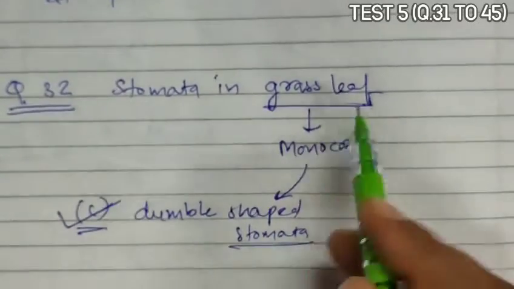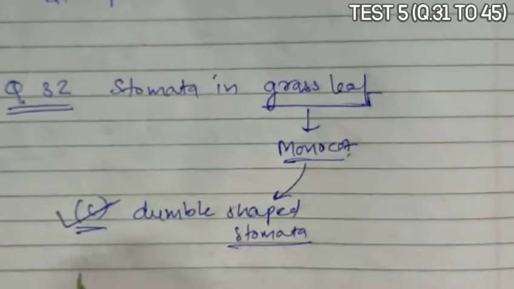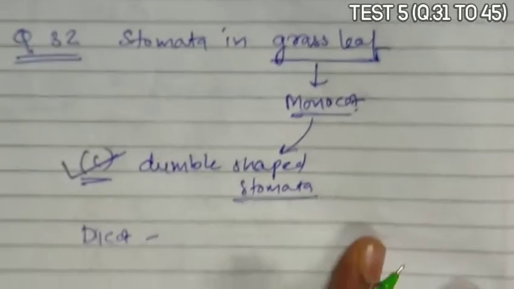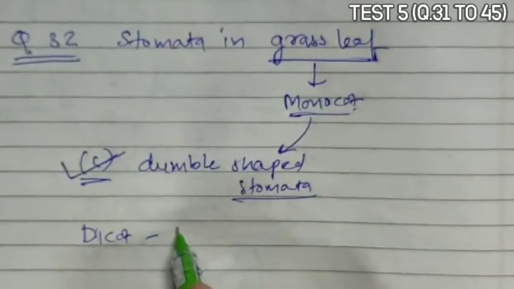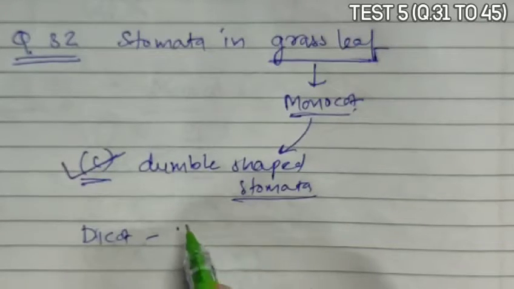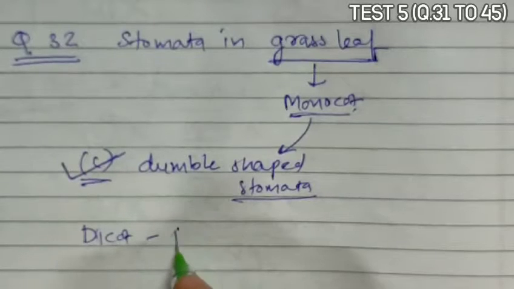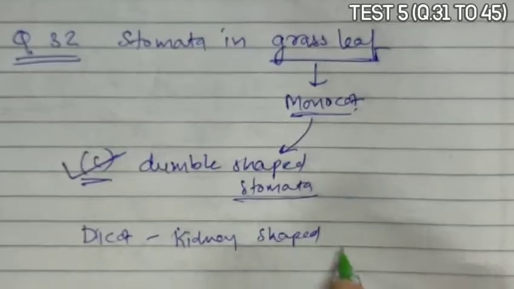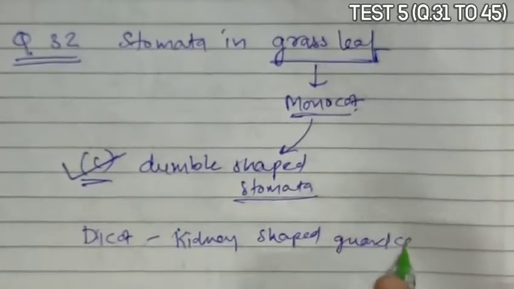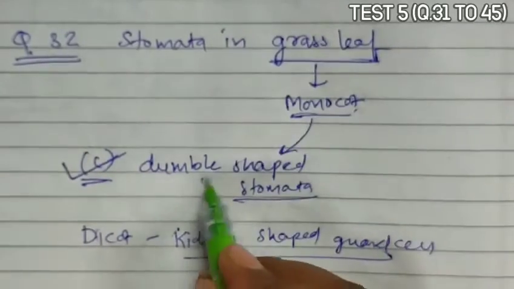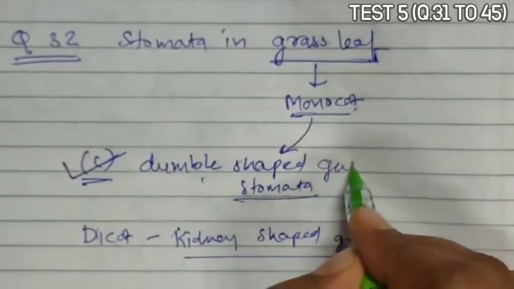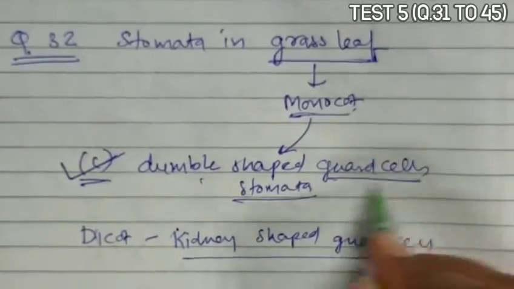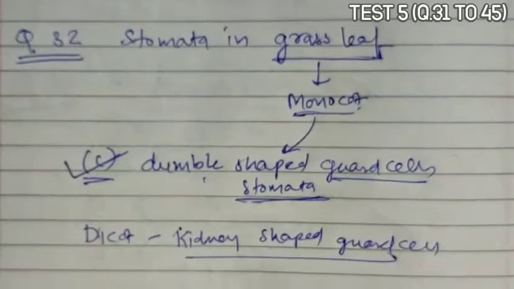But with respect to that, you should remember that in dicot there are kidney shaped guard cells present, but in monocot you will find dumbbell shaped guard cells in stomata. So in question 32, option C is the correct answer.